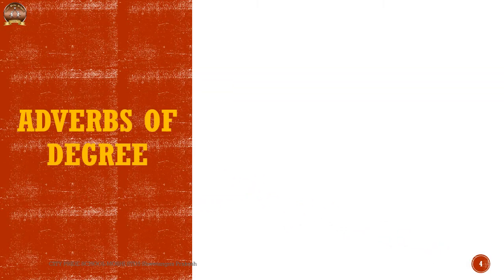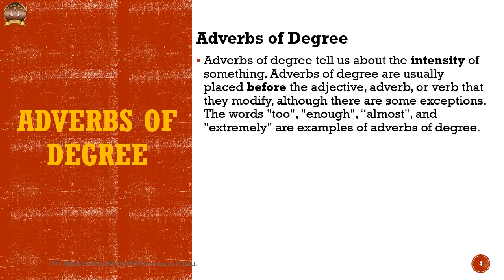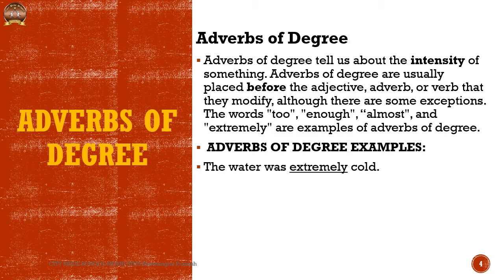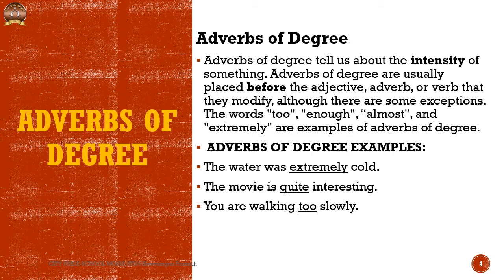Now, adverbs of degree. This describes the intensity of something. It is also placed before the adjective, adverb, or verb that it modifies. Always there are exceptions to it too. Now, too, enough, almost and extremely are a few examples of adverbs of degree. Let's study examples. The water was extremely cold. Cold here is an adjective and extremely is showing to what degree the cold is. And the movie is quite interesting. What is the degree of being interesting? Quite.